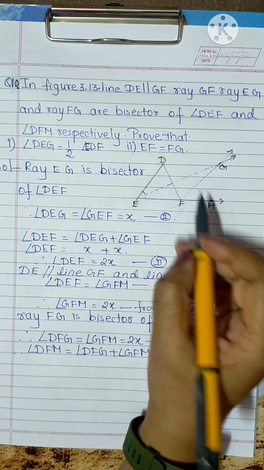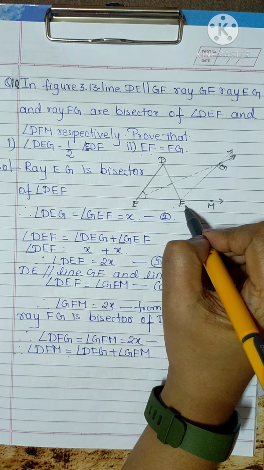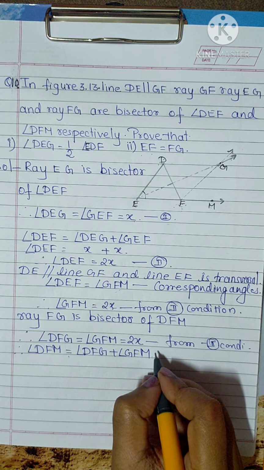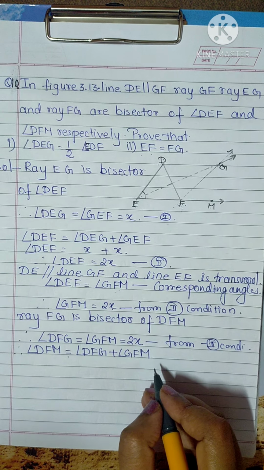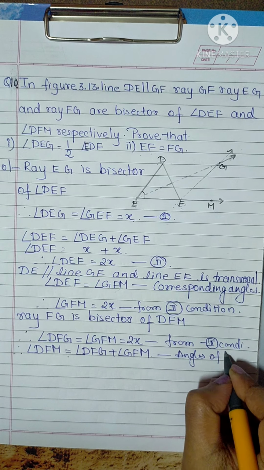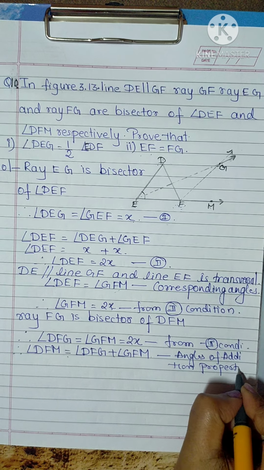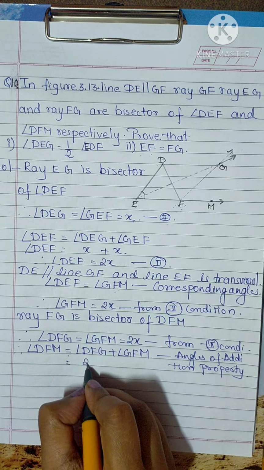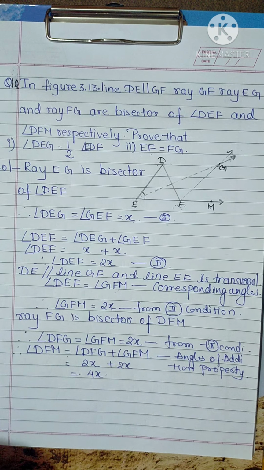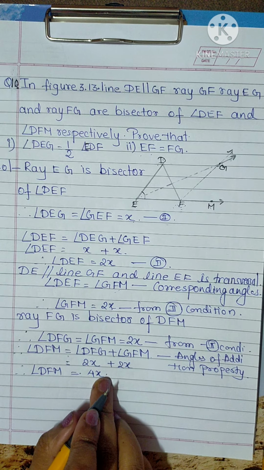Angle DFM is equal to DFG and GFM, from the angle addition property. Now here 2x plus 2x equal to 4x. Okay, so therefore angle DFM is equal to 4x.